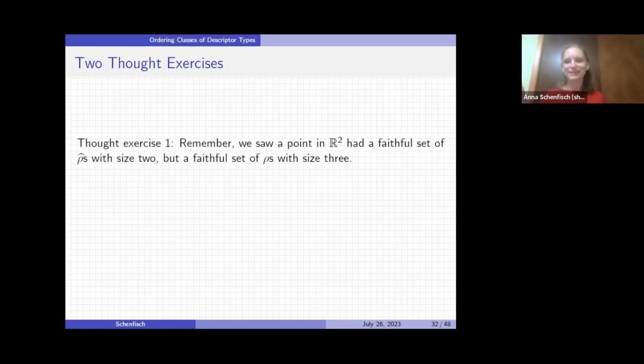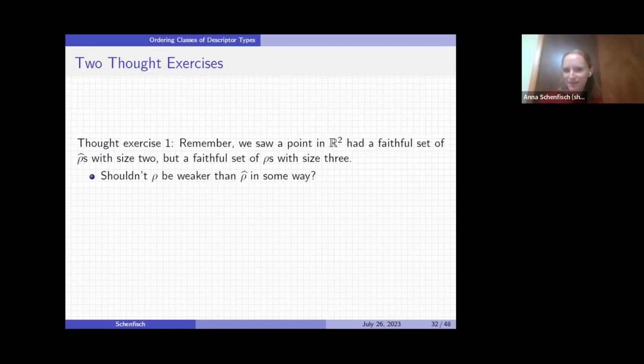Okay, so let's motivate ourselves with two thought experiments. Remember in the last section, we saw the example of a single point in R2. When we were looking at augmented diagrams, our faithful set could be size 2. But when we looked at non-augmented diagrams, we had to have size 3. So somehow the non-augmented diagrams were less efficient at making a faithful set. And it feels like, if we're going to start ordering types of descriptors, non-augmented diagrams, at least from what we've seen, maybe should be weaker than augmented diagrams in some way.